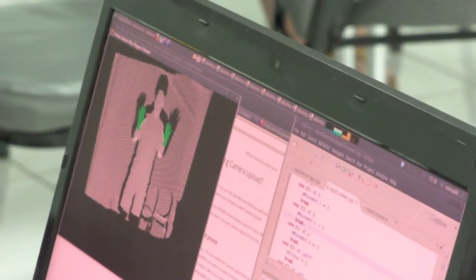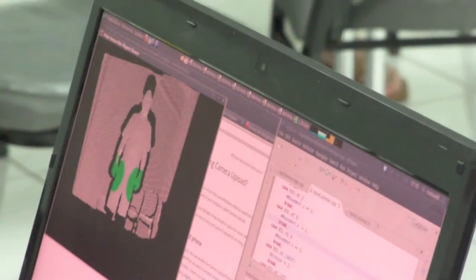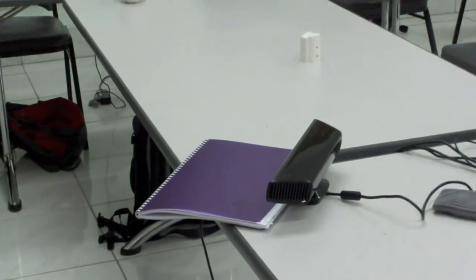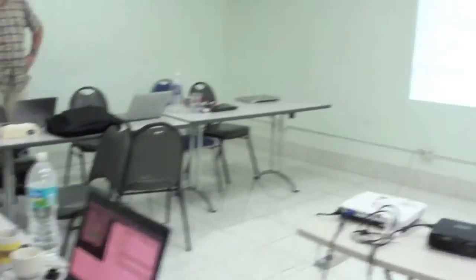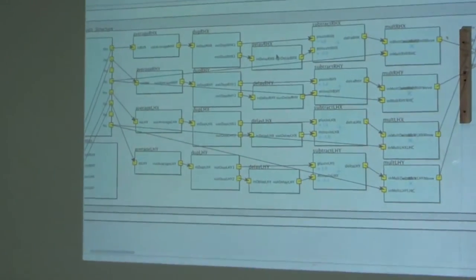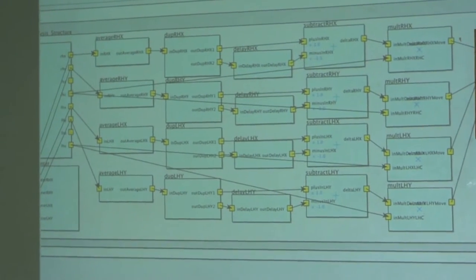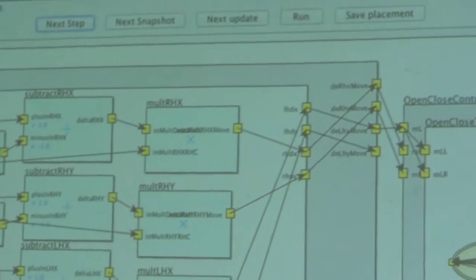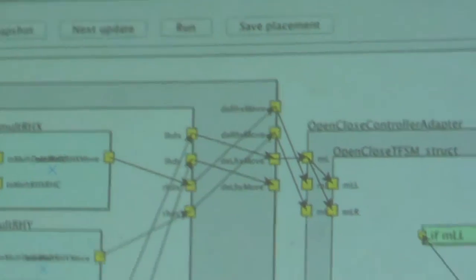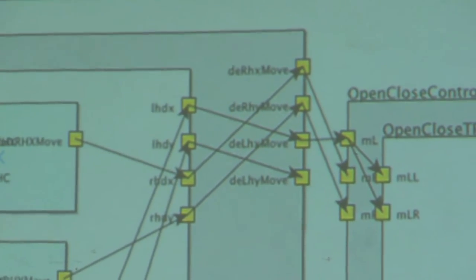Then here, all this bunch of blocks are used to treat the raw data to detect movements. If we take the right hand, the X position of the right hand, we make a sliding mean, then we delay one sample at each time, so we can make a difference between one sample and the other, and detect the quantity of movement on X and Y. And then if the hand is closed, we catch the movement, but if the hand is open, we don't catch it. I mean, we don't want to use it. We only use movements with closed hand.